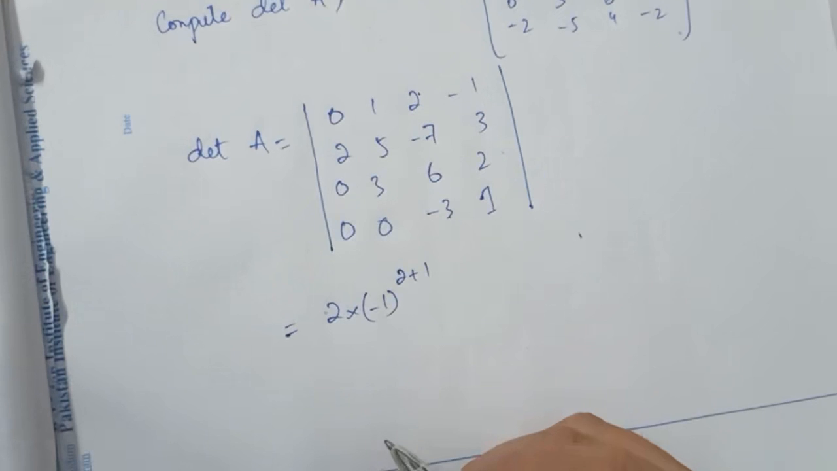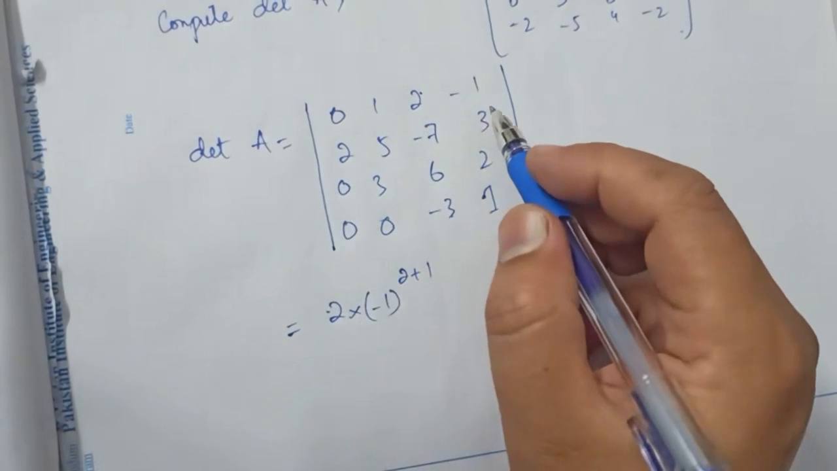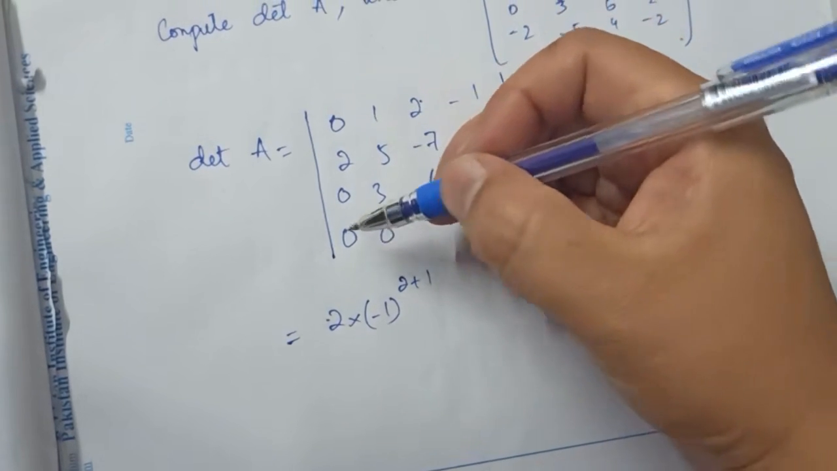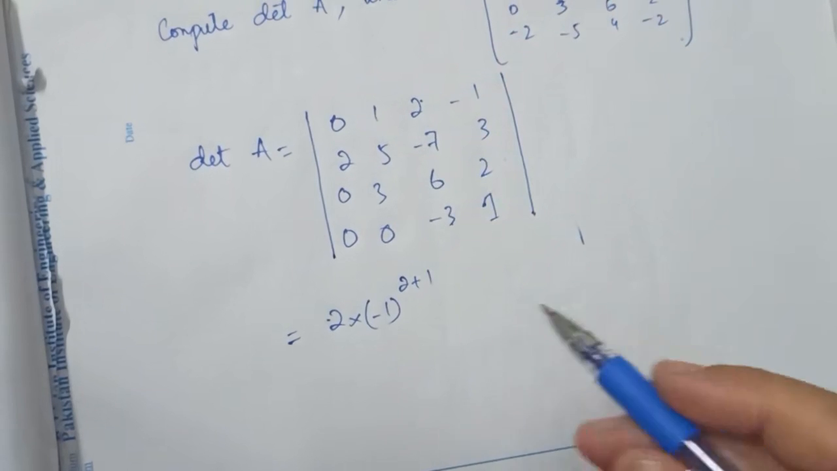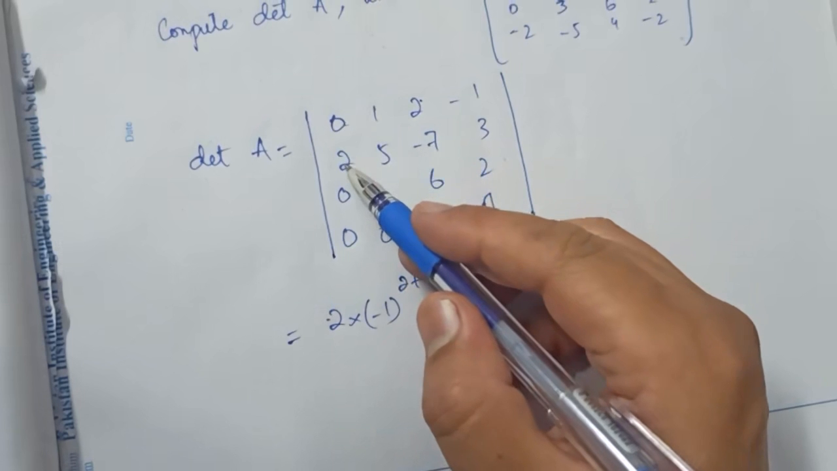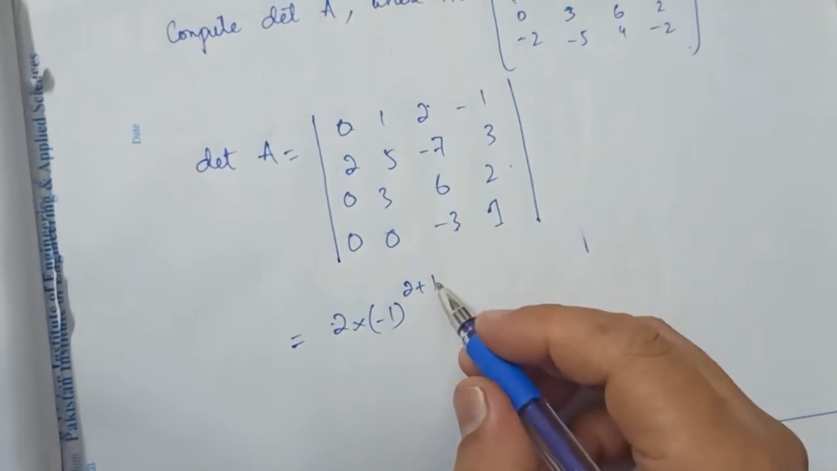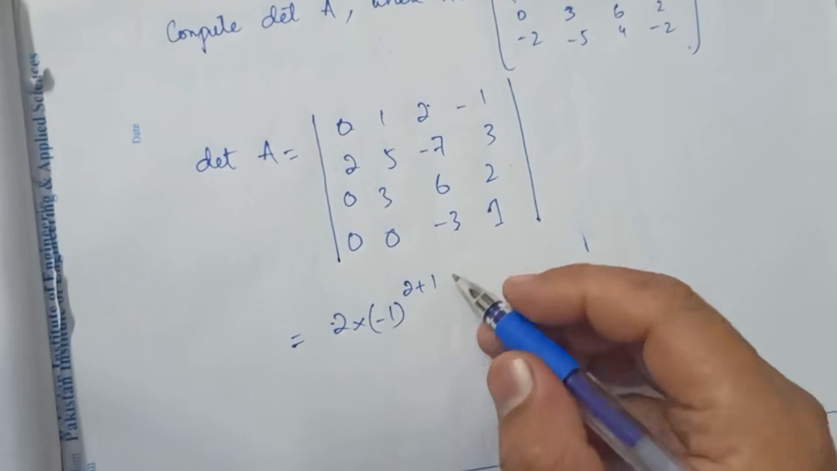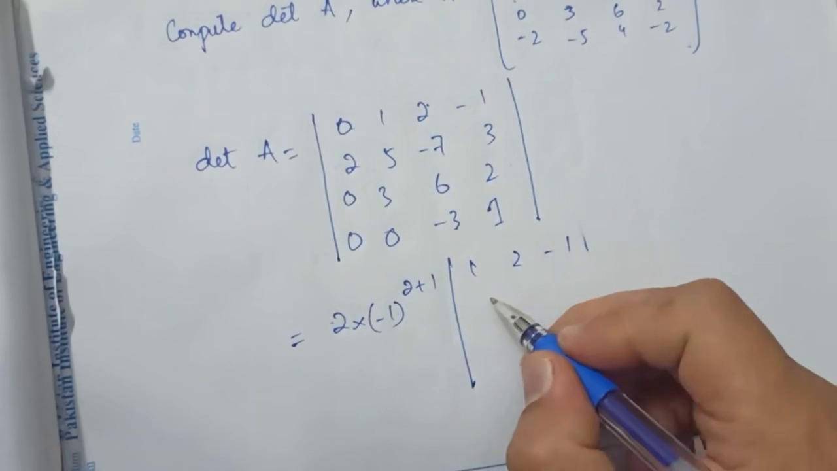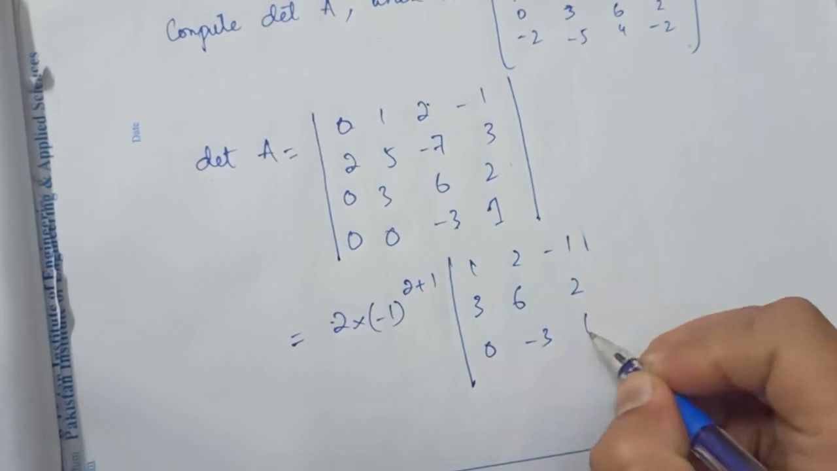Now I can expand across this one, so it becomes 2 into minus 1 into 2 plus 1, right? And this one, second row, you have this as A11 and again A21, so I can have an expansion across this one, so this is nothing but equal to what we got here as 1, 2, minus 1, 3, 6, and 2, and 0, minus 3, and 1.